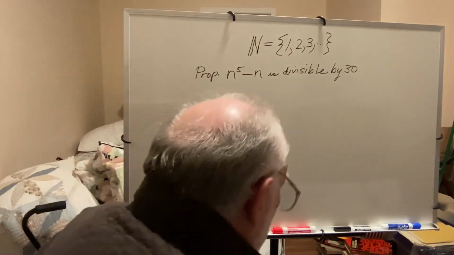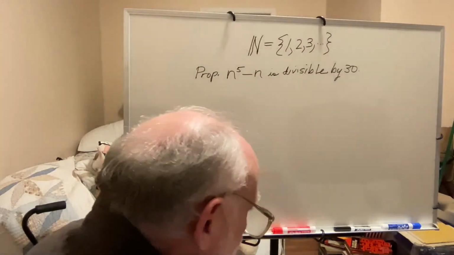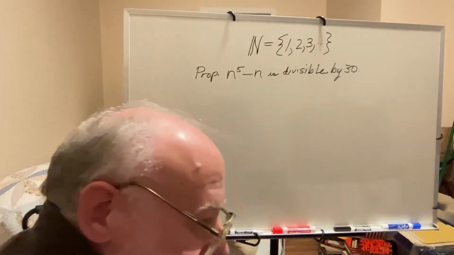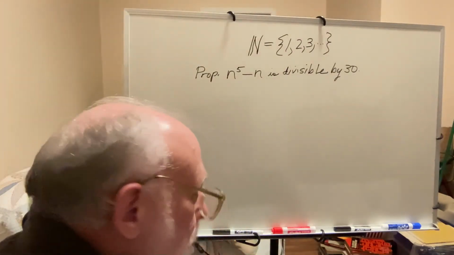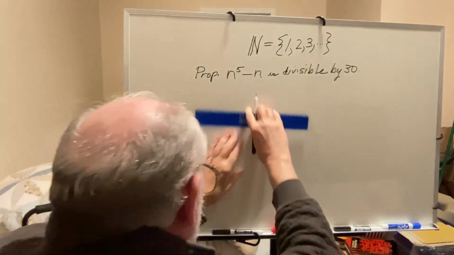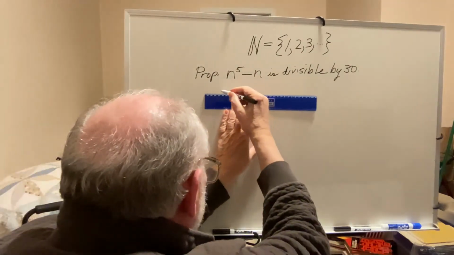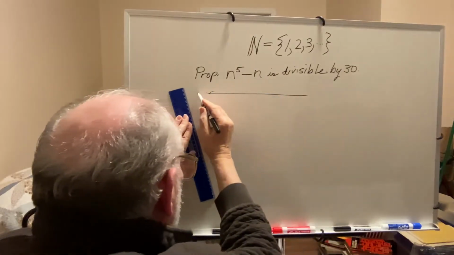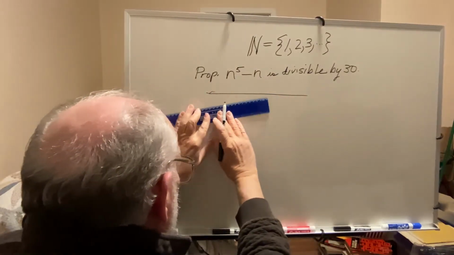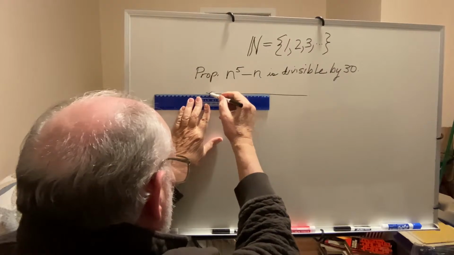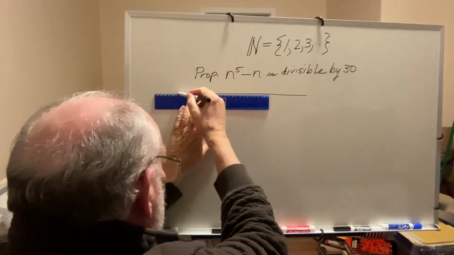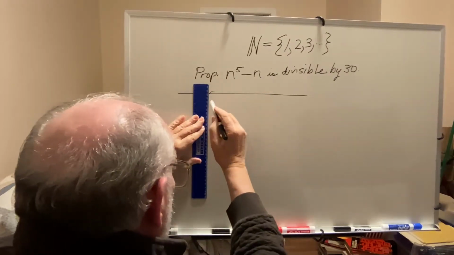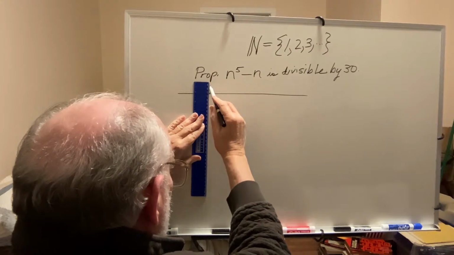So we could make a table. That's a possibility. But the caveat is that tables are not proofs. Just to see what's coming down.